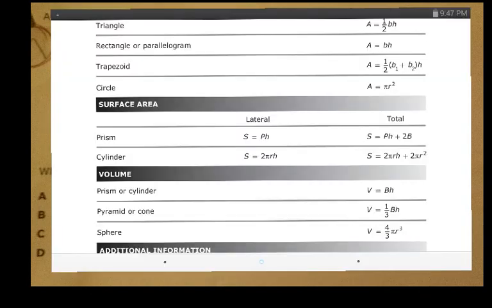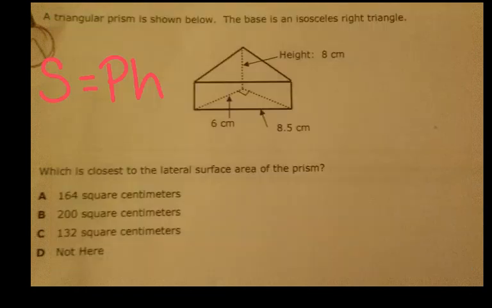So when you look at your reference chart, you're looking for the surface area of a prism. And remember, you're looking for lateral, not total. So you're going to use this formula right here. S equals PH. A lot of you are still getting confused on what the P stands for and what the H stands for. The P stands for the perimeter of the base. So right here, what I'm tracing right now is the perimeter of your base.